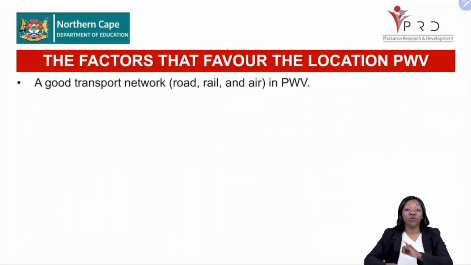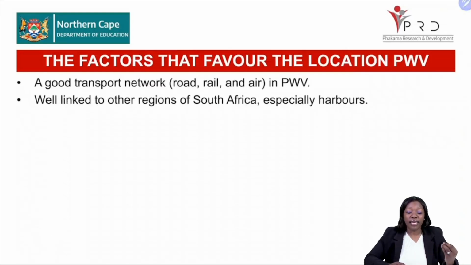Remember we said even though the PWV doesn't have a harbor, when it comes to the infrastructure, it is well developed. So a good transport network in terms of the road, the railway, as well as the air in PWV. So they are able to transport their goods or services through this, besides the ones that are supposed to go in bulk internationally. Then they use a harbor. Then it is well linked with other regions of South Africa, especially the harbors. Remember, I've said these two are rich in these 3 modes.